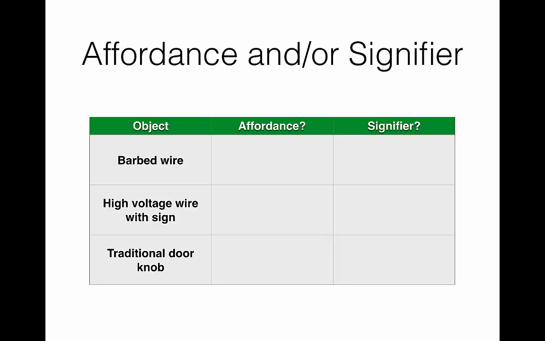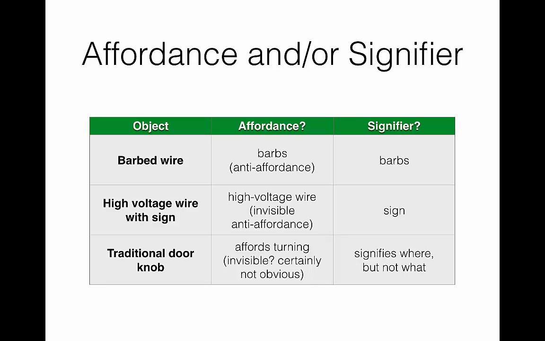For a traditional doorknob, the knob itself would be the affordance, since it affords turning. While the knob is perceptible, it's not necessarily obvious that it should be turned. Consider, for example, someone who had never seen a doorknob before. The knob itself is also a signifier. In this case, it signifies where something should happen, but it doesn't necessarily signify what should happen. And here's the table filled in.